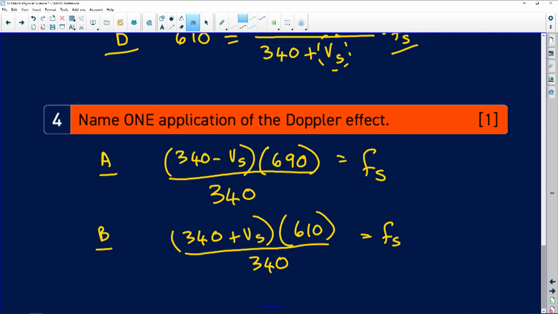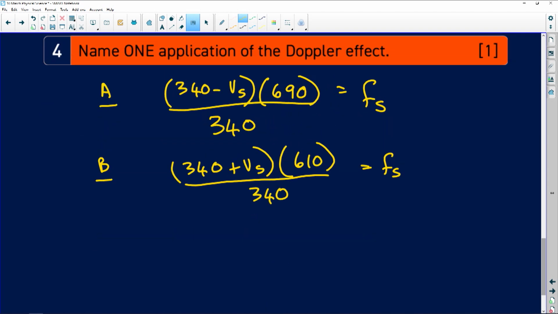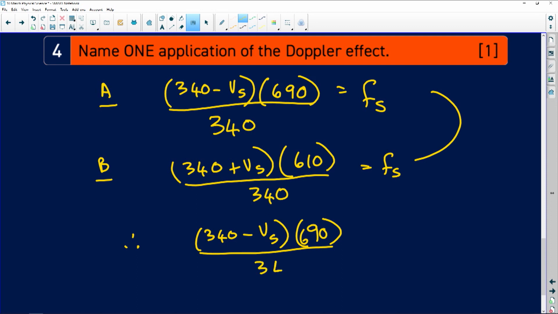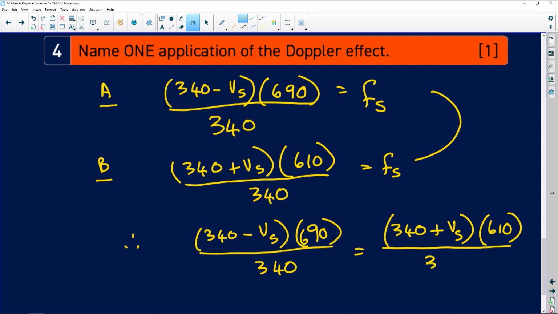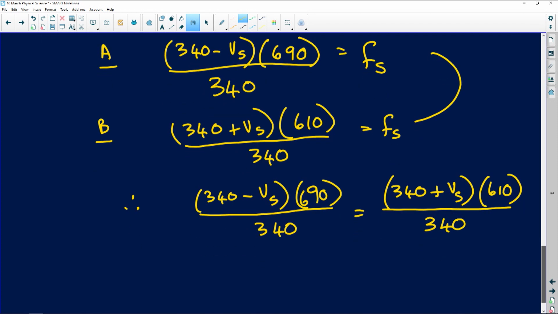And now what can we do? We can now equate these two equations. Why? Because that is equal to the frequency of the source, and this one is equal to the frequency of the source. So therefore, we can say 340 minus the velocity of the source multiplied by 690 divided by 340 is equal to 340 plus Vs multiplied by 610 divided by 340. My goodness me. All right, so that's a lot of maths.